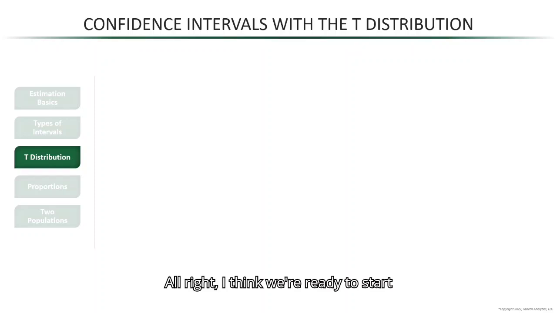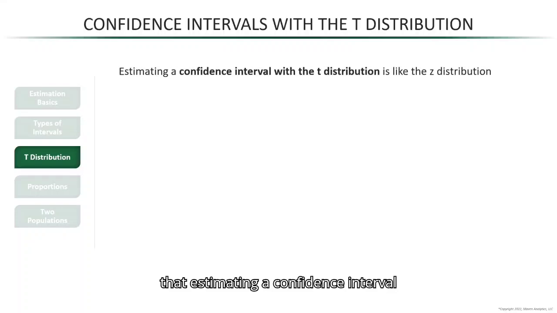Alright, I think we're ready to start calculating confidence intervals with the t-distribution, which is whenever we don't know the population standard deviation. And the good news is that estimating a confidence interval with the t-distribution is just like the z-distribution.